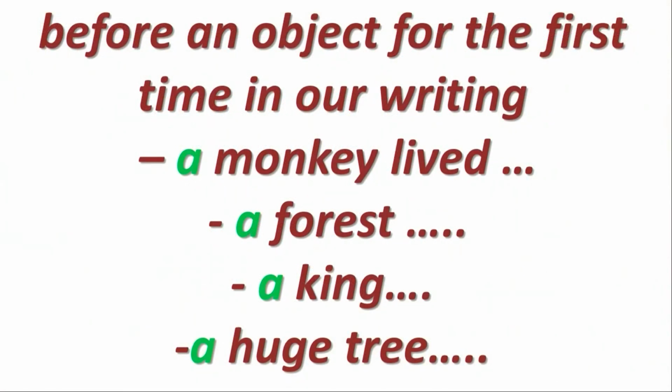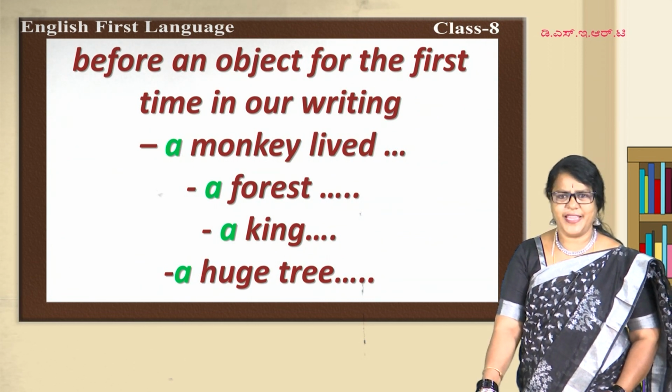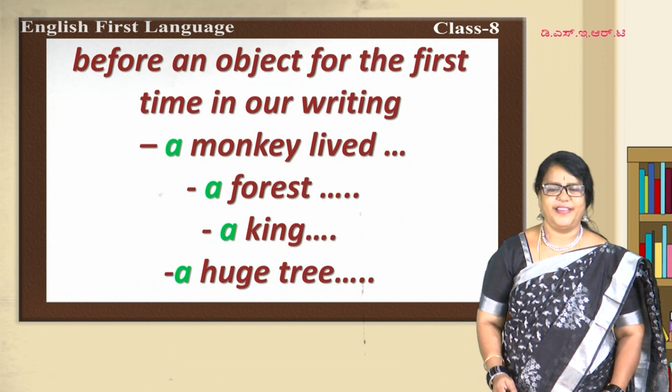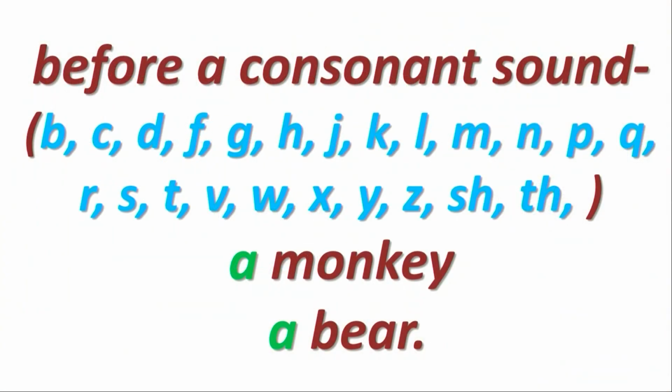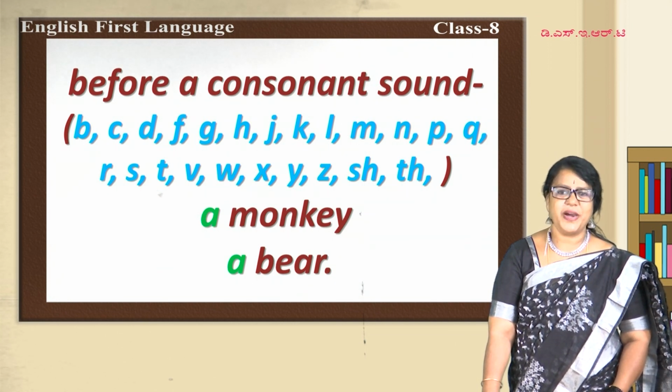A is used before an object for the first time in your writing, as in some of the stories, in the beginning we use: a monkey lived, a forest, a king, a huge tree. Next, when the things repeat, they change to the. A is used before a consonant sound. Consonant sounds: b, k, d, f, g, h, j, k, l, m, n, p, k, r, s, t, v, w, z, y, z, sh, t. These are the consonant sounds. Here in our story, it was a monkey, a bear.